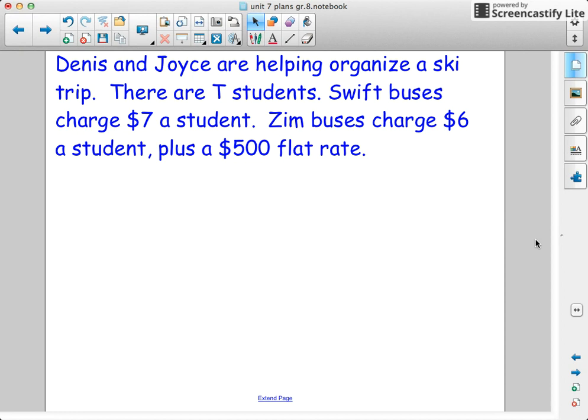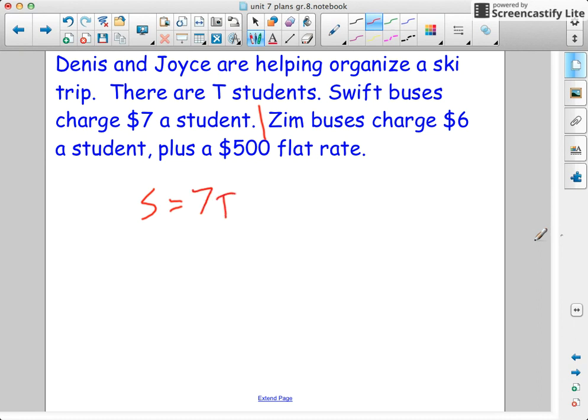So let's look at these questions differently. The first section is if there are T students, Swift buses. So let's make Swift buses S because we're going to find out how much they charge. Swift buses could be S. They charge $7 a student. So to find the total cost, I would do 7 times the number of students. So my coefficient is going to be 7, and t is my variable, so 7t. So that is my equation for the first one. The cost for Swift buses equals $7 times the number of students.